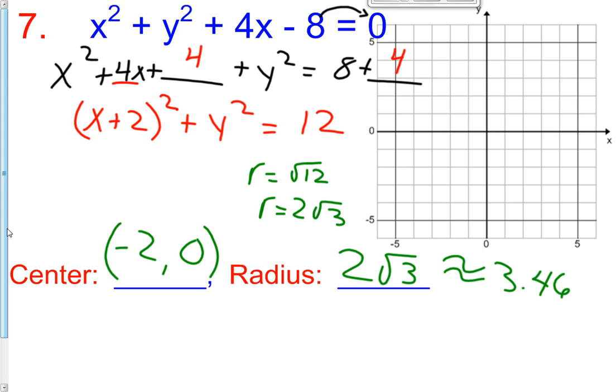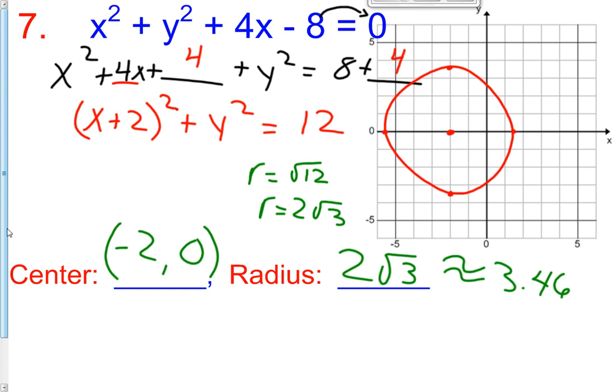So negative 2, 0. And then go left 3.5, right 3.5, so on and so forth. And there we have it.